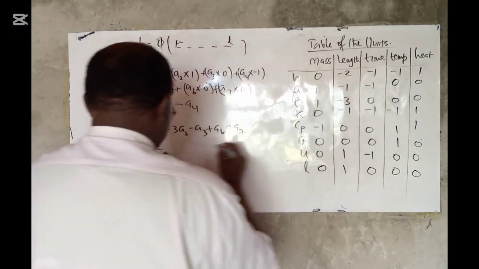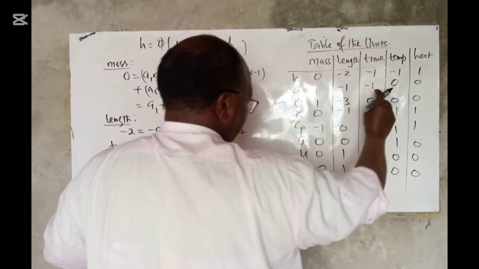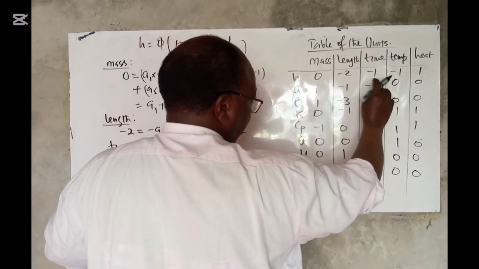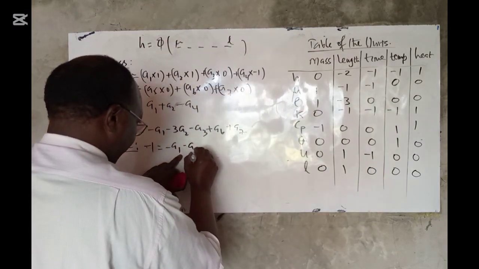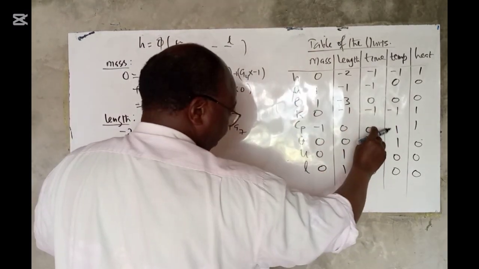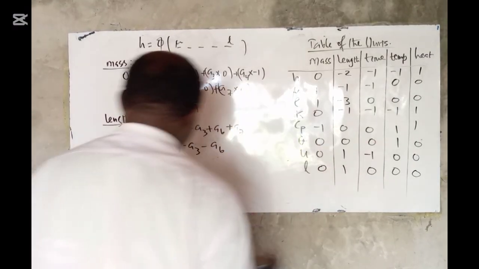Minus 1, so it will be minus A1. The other one is 0. For the third coefficient, it will be minus A3. The rest, 4 and 5, are 0. 6 is minus A6. The seventh one is 0.